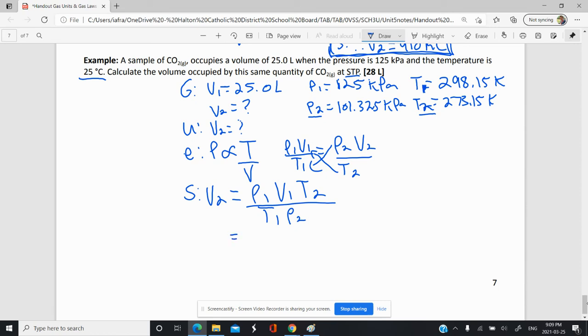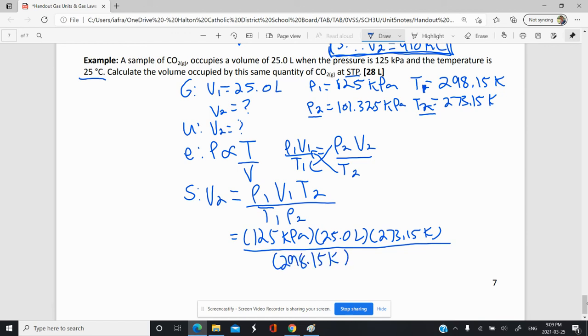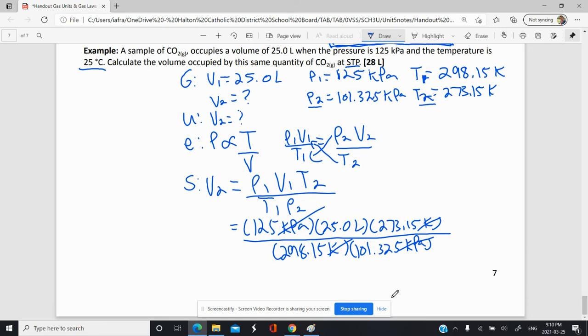And so that's going to be equal to our pressure 1, which is 125 kPa, times our volume 1, which is 25.0 liters, times our T2, which is 273.15 Kelvin, and that's because it's STP, over our T1, which was 298.15 Kelvin, times our P2 there, which is 101.325 kilopascals. We can cross out kilopascals, cross out the Kelvin, and we're left with liters, which is what we want because we want a volume there.